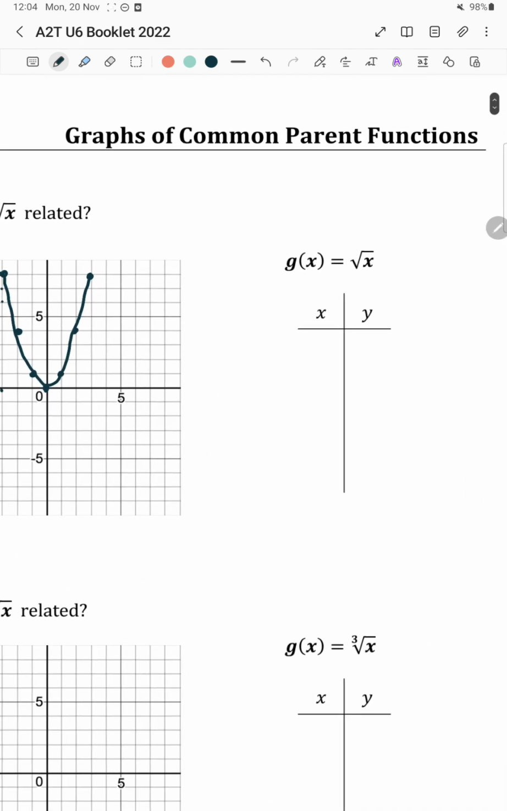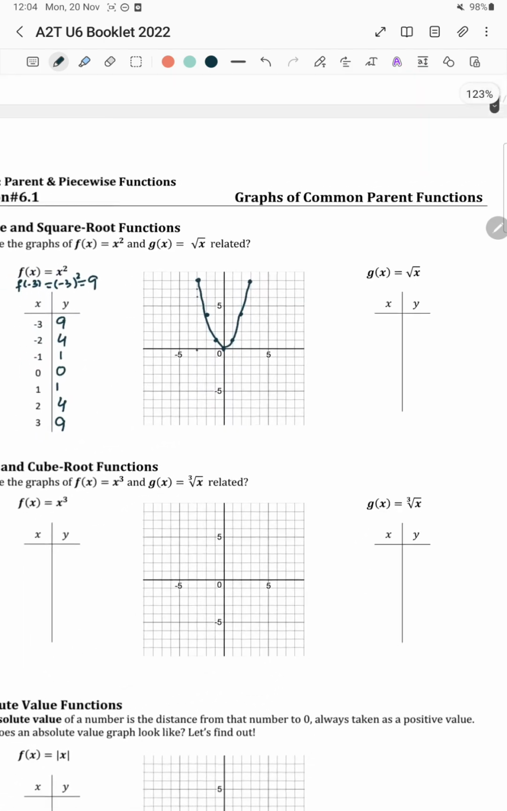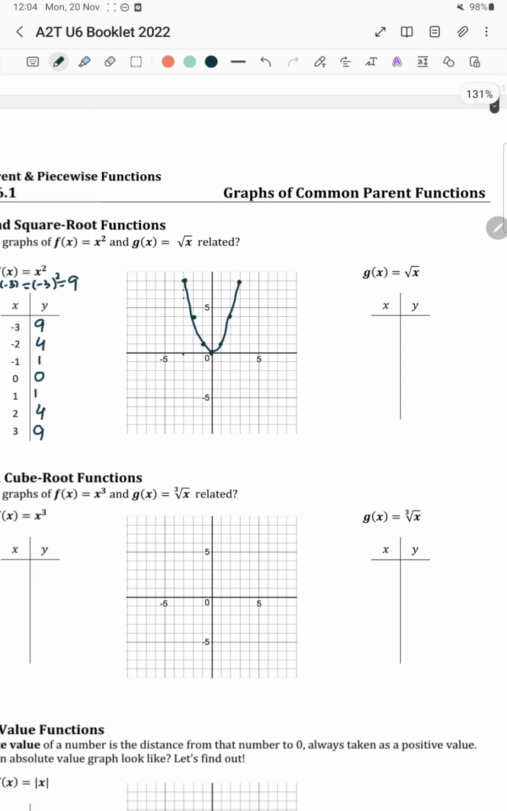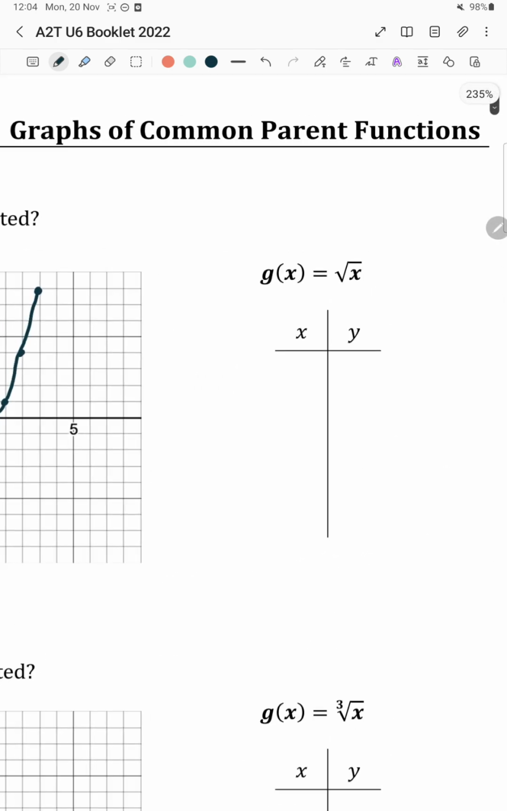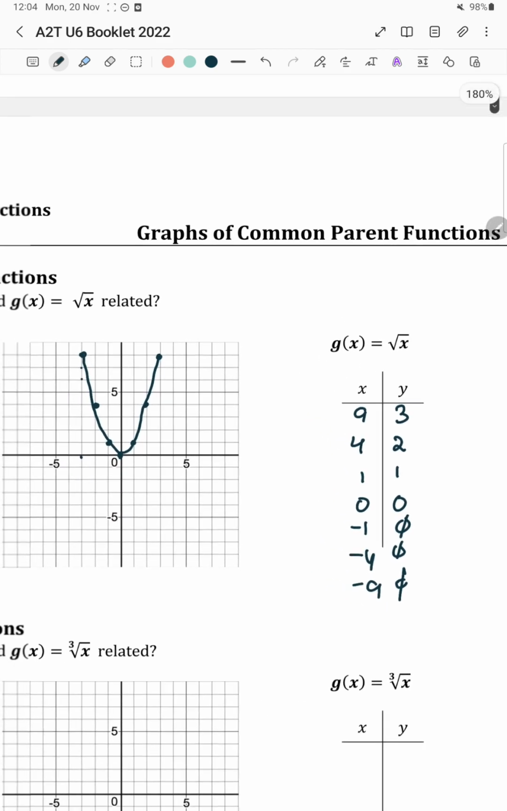Okay, g of x is equal to square root of x. So now if x is 9, 4, 1, 0, minus 1, minus 4, minus 9, then square root of x would be 3, 2, 1, 0. The square root of a negative number does not exist.